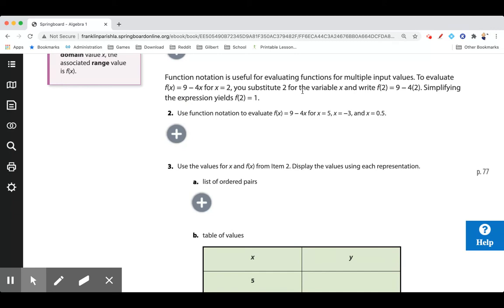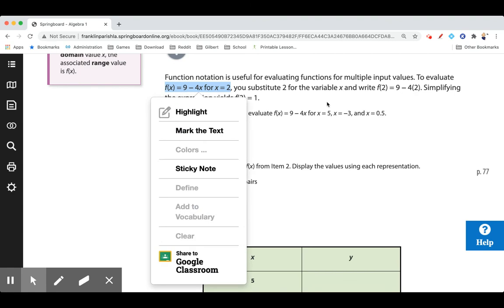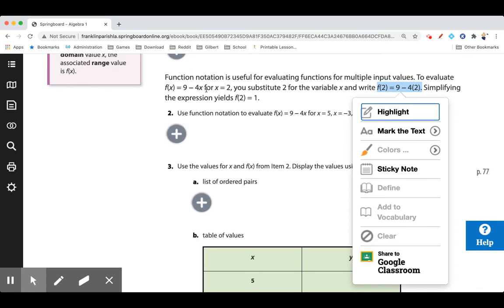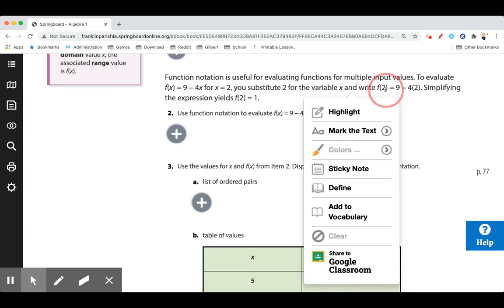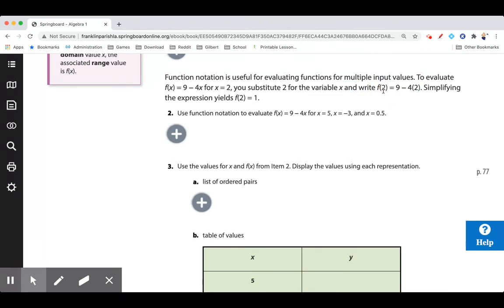Function notation is useful for evaluating functions for multiple input values. To evaluate this function, f of x is equal to 9 minus 4x for x equals 2, we can substitute 2 for the variable x and write f of 2 equals 9 minus 4x. So instead of this, we can shorten it to just this. That saves us this part, 4x equals 2. We just say, okay, x is 2. We'll put that in for the x right there. And now we can replace our x with 2. And if we simplified it, 9 minus 4 times 2, 9 minus 8, 1.